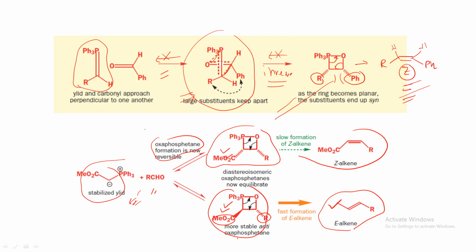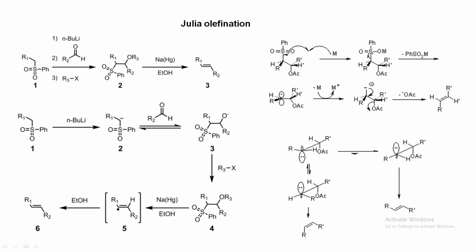So in context of this olefination, this keto to alkene or aldehyde to alkene conversion, there is another nice reaction, which is Julia olefination. In this case, you can selectively synthesize the E stereochemistry, the E geometric product or E olefin. So this is also a well-known reaction.